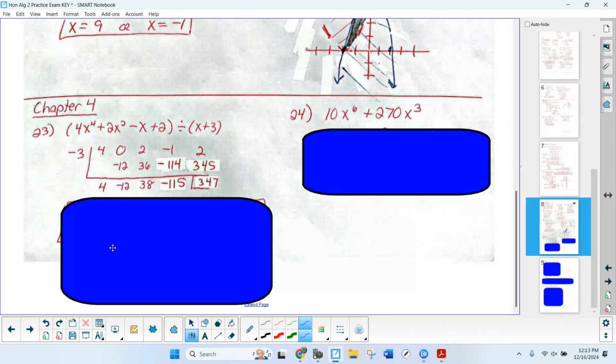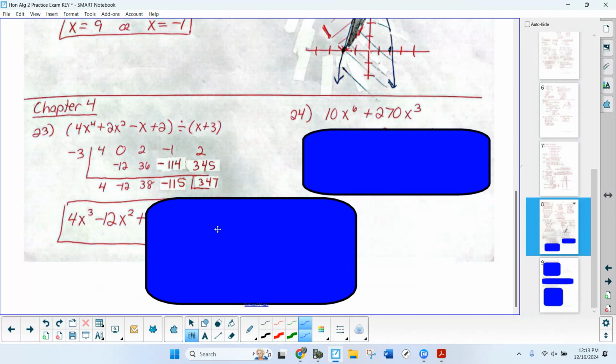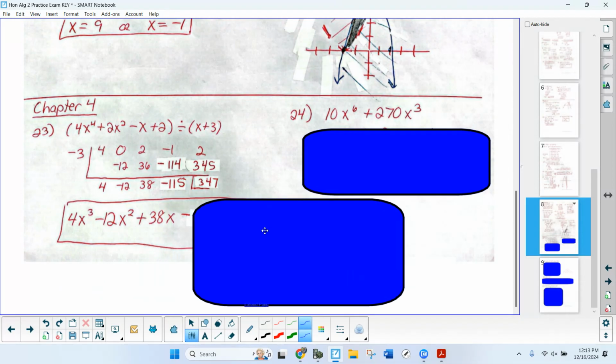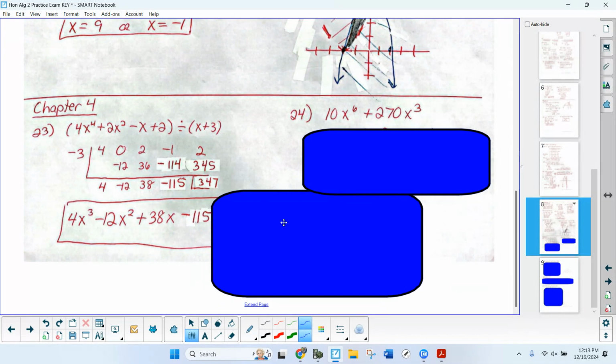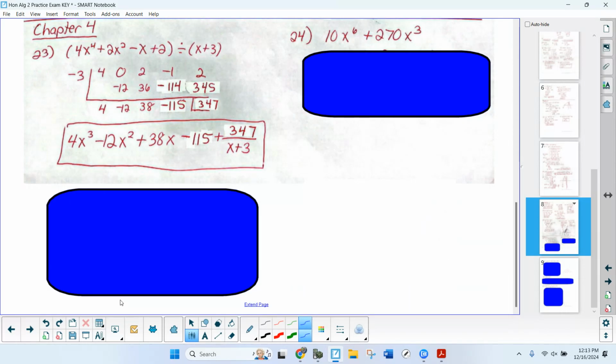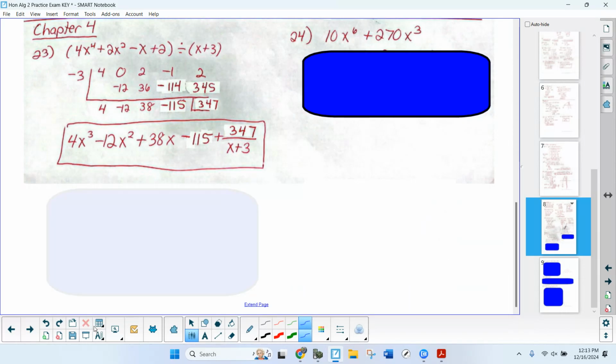Now, how do we write the answer? Since you started with 4x to the 4th, your answer is 4x to the 3rd minus 12x squared plus 38x minus 115. And then your remainder was 347 over x plus 3. Good. Do you guys remember writing your remainder that way? All right. Any questions on 23?